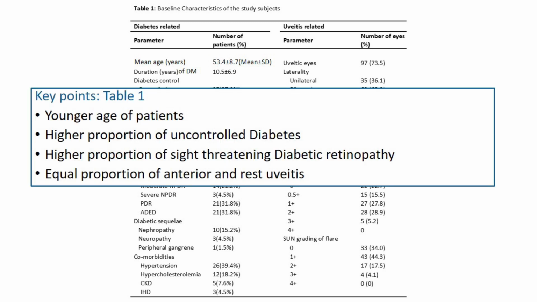So the key points that we would note in this table are, we've noted a younger age of patients in our cohort. There is a higher proportion of uncontrolled diabetes in these patients, higher proportion of sight-threatening diabetic retinopathy, and equal proportion of anterior and the rest uveitis. I will be discussing these points later.